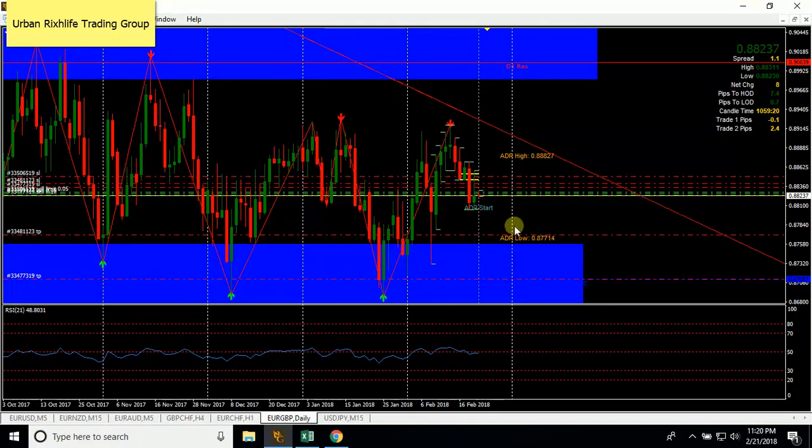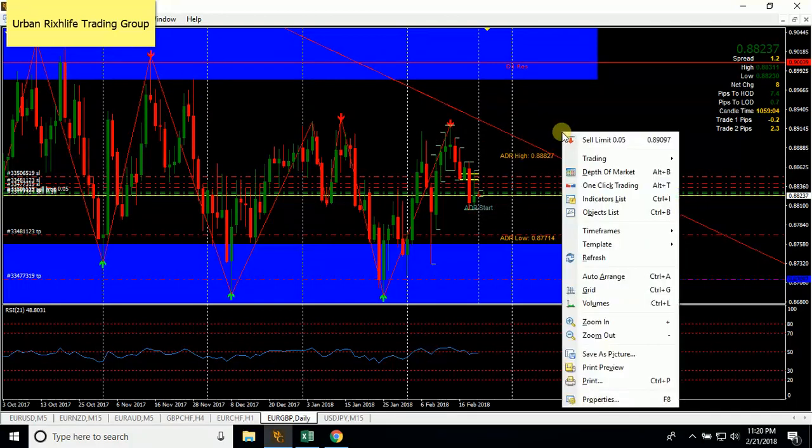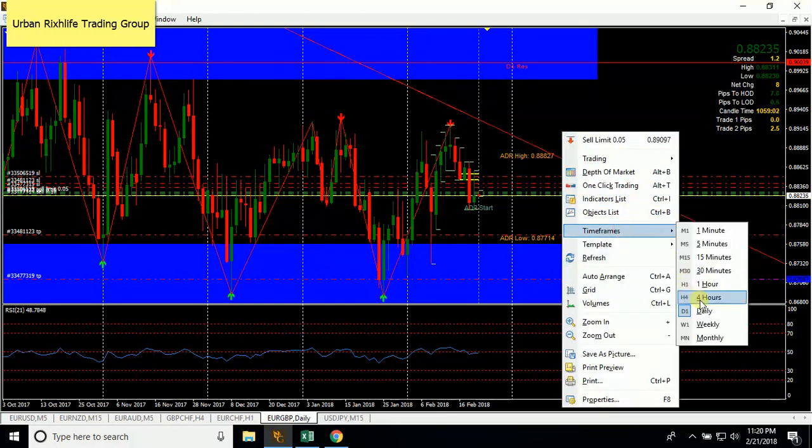You see we have daily support, daily resistance. Daily resistance, daily support. We're in a range. You see our highs are forming lower than these previous highs, so we can still see that we have downward momentum.